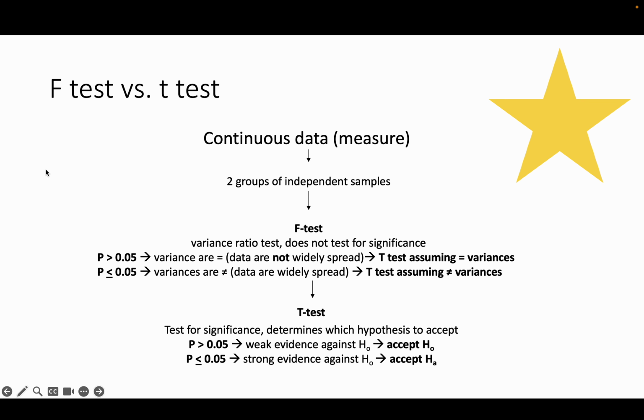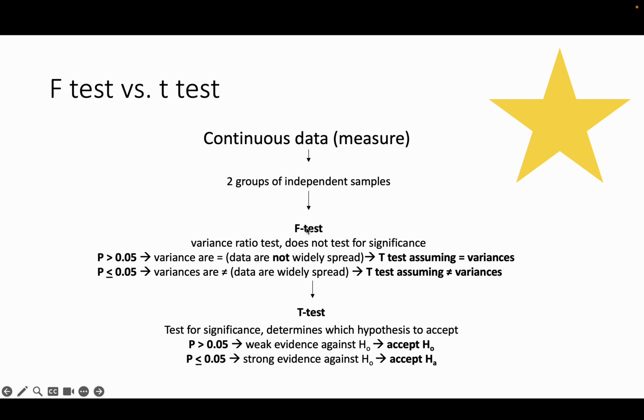So let's say you get a p-value from the f-test that's greater than 0.05. Essentially, your variances here are equal. Your data are not widely spread, so the data points are clustered close to each other. If that's the case, you're going to do a t-test assuming equal variances.